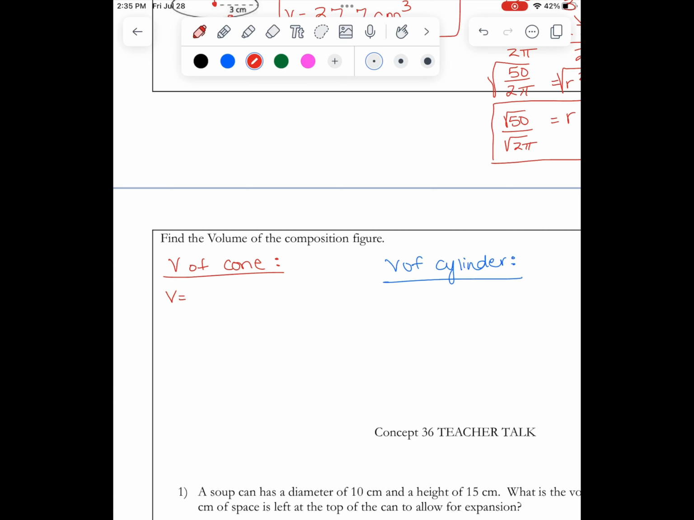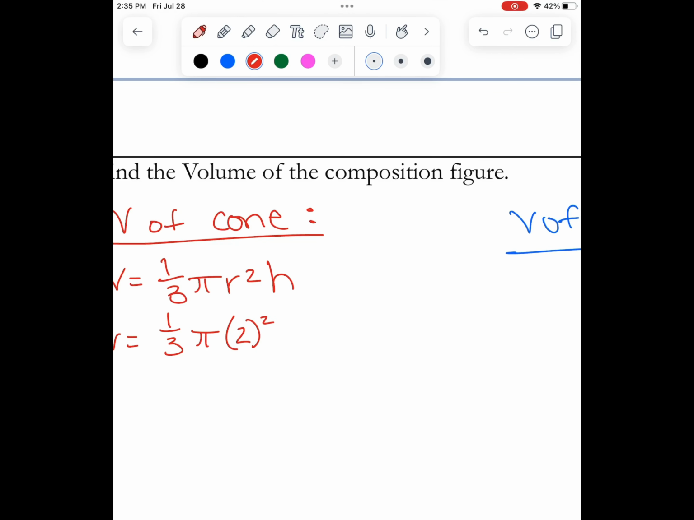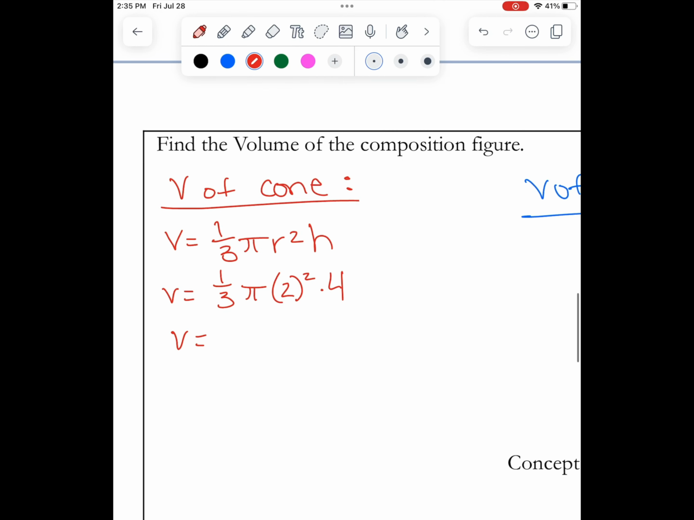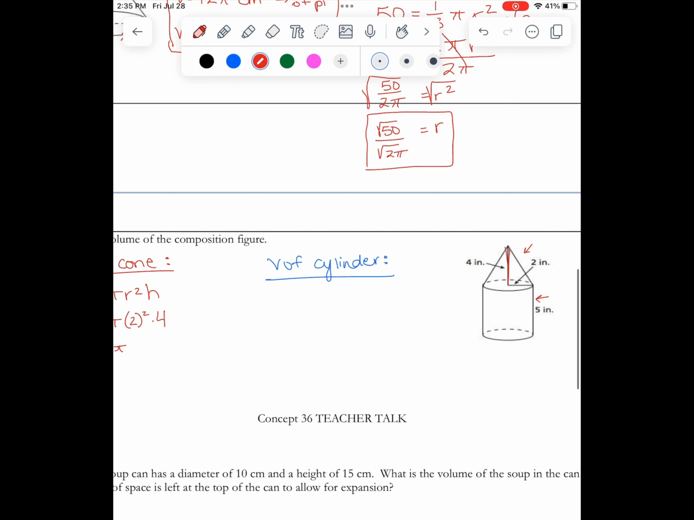So we know that the volume of a cone, the formula is 1/3 pi r squared times your height. So in this situation, we have 1/3 pi. Our radius is 2 squared. And our height, just of our cone, is 4. Now, if we want that in terms of pi, I would get 16 over 3 pi. That is the volume of my cone.